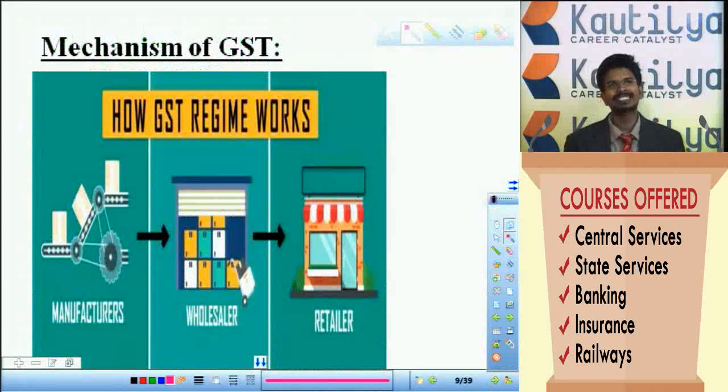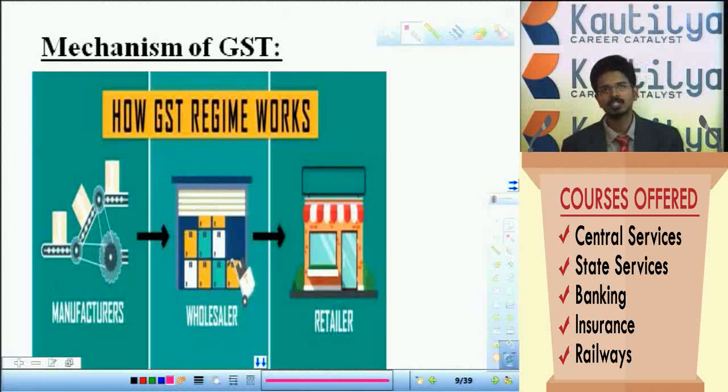On your screen you can see the infograph which is going to explain to you the mechanism of GST and how the GST regime works. Because if you do not have this kind of understanding and you just try to mug up things, you might not be able to recollect the concepts in the examination, and you might get confused and answer the question in a wrong manner. But if you have this conceptual clarity, you will be in a position to answer any kind of questions.